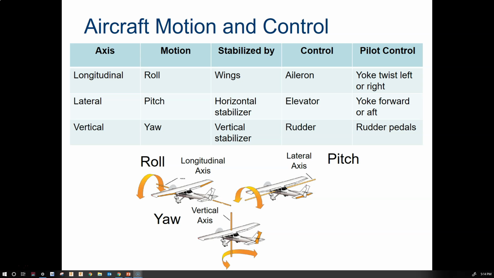This graphic is great. Not only does it show it in a table format, but also in an image. This shows for each of the axes the motions that happen for them, what stabilizes them, what we use to control them, and what the pilot would input to initiate that control.